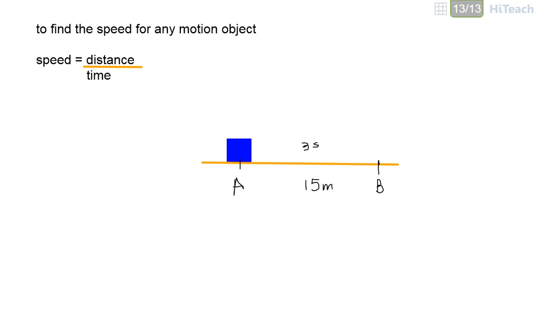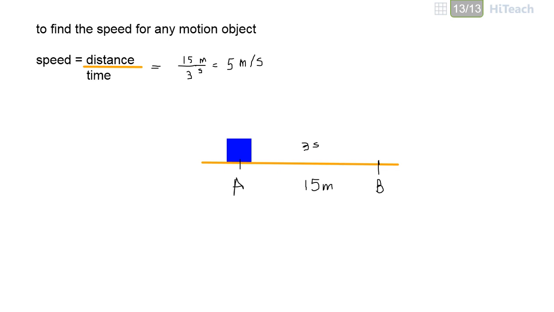Okay, so here how can I find the speed of this car? To find the speed of this car, you put the distance, which is 15 meter, over 3 seconds, which is equal how much? 5. What is the unit? Meter per second. Instead of dividing meter over second, I write it like this: meter per second. So this one here in general is how to find the speed for any object.